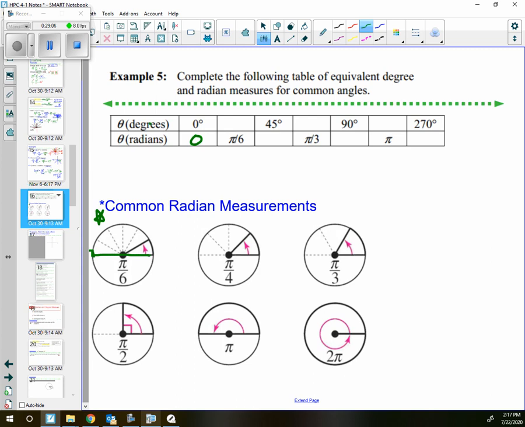So all the way to here, right? And dividing it into 6 pieces. So 1, 2, 3, 4, 5, 6. We want to describe what 1/6 would be in degrees.